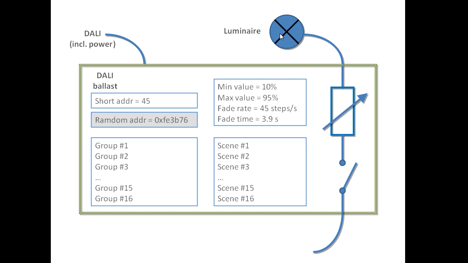There are also two other values. One is called the fade rate and one is called the fade time, and they are used for the dimming and switching speed of the ballast. Also internal values are the scenes. Scenes are kind of presets, pre-stored, predefined intensity values, which can be stored and recalled.